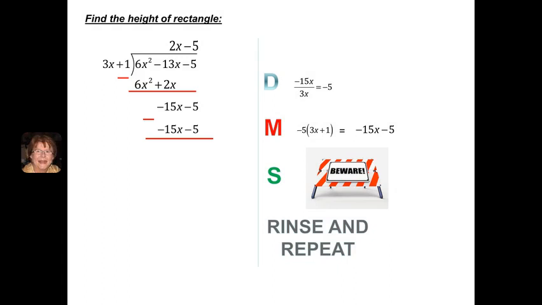Negative 15x minus a negative 15x is actually negative 15x plus 15x. They eliminate. Same with negative 5 minus a negative 5. That's actually negative 5 plus 5 because you're subtracting a negative. That tells me that I have a 0 remainder. We're going to stop for a minute. Our result is 2x minus 5. Go to the next slide to look at how you should be thinking next.